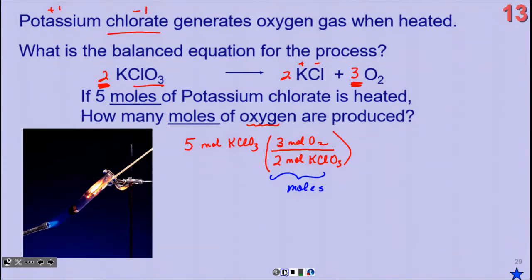Now, setting this up correctly means that the moles of potassium chlorate should cancel. And now it becomes a simple math problem. If you don't even have a calculator, you can probably get there and tell me that 15 divided by 2 might not be the hardest thing. It would be 7.5 moles of oxygen. If you want to know how much this weighs, well, then that requires more steps of stoichiometry, which we will be coming to one piece at a time.